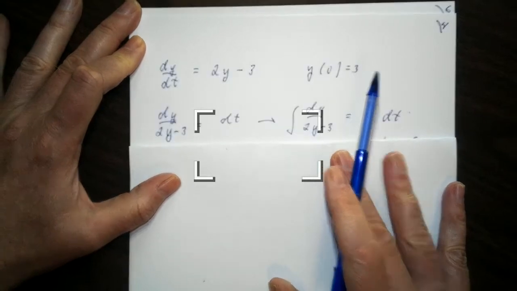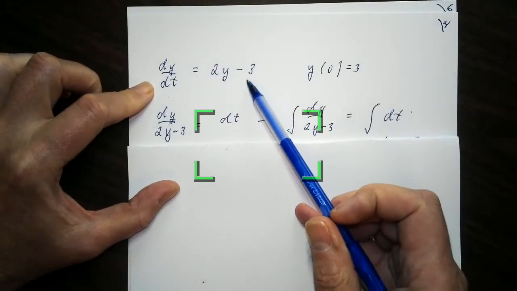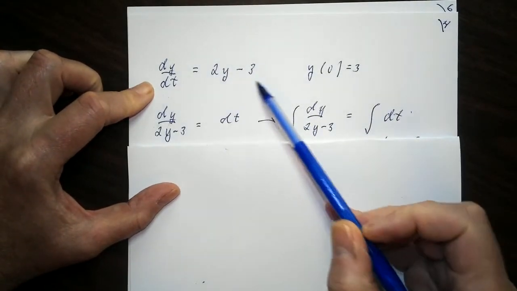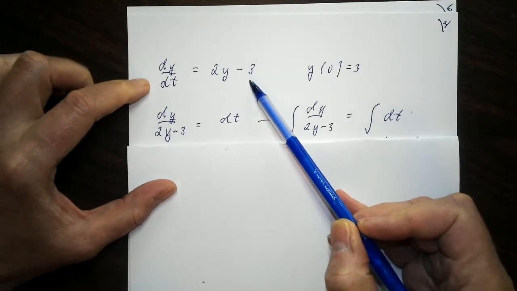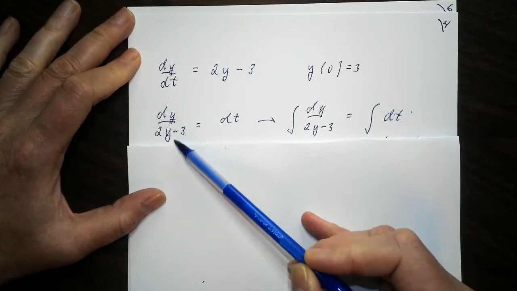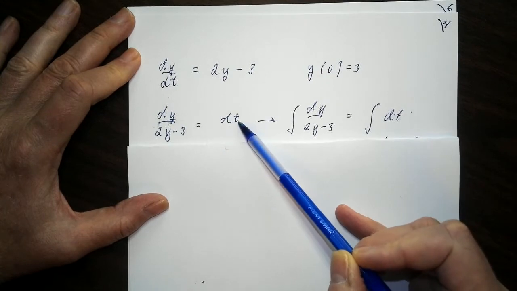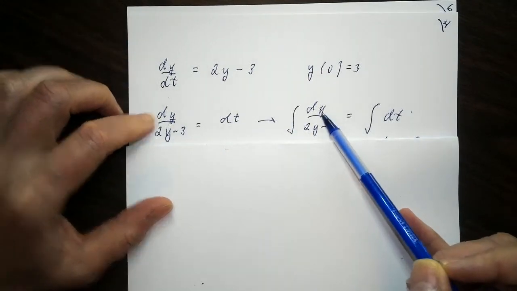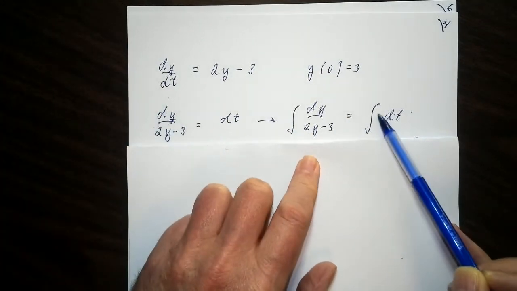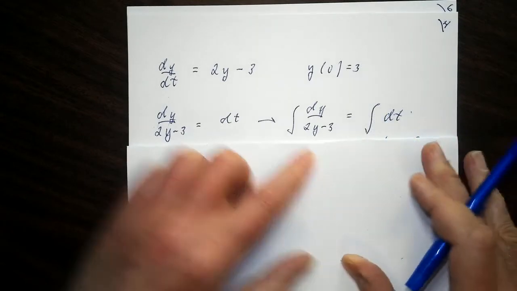So we're going to divide each side by 2y minus 3 and multiply by dt. In other words, cross multiply. So we get dy over 2y minus 3 equals dt. We integrate each side. Now on the right side, we're going to have just the integral of dt.